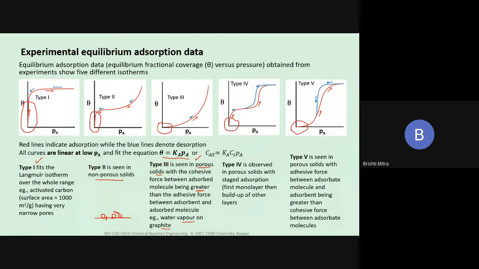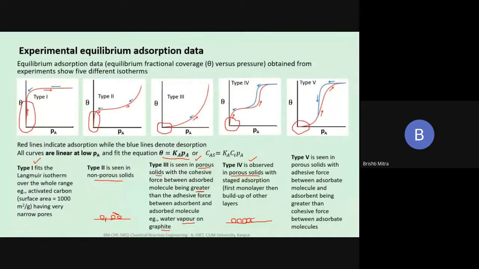Now let us look at type 4. When does type 4 happen? Type 4 is also for porous solids, but when we have staged adsorption. Staged adsorption means first a monolayer and then build up of other layers. So what does it mean? Suppose there are 5 sites out here. 1 site, 2 sites, 3, 4, 5.